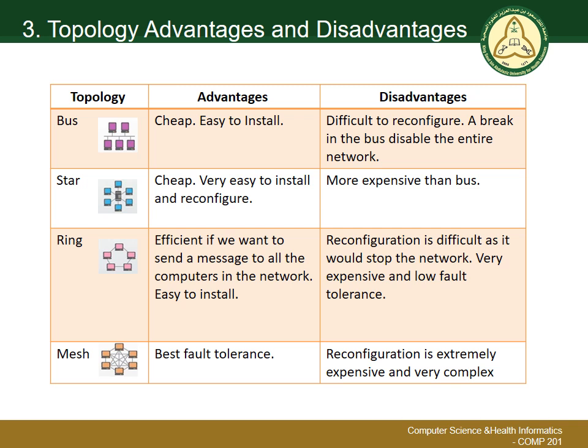A ring topology is hard to reconfigure, because each time we add a new device, we have to reconfigure the network. To reconfigure it, we have to stop the whole network before we do the reconfiguration. It is very expensive and has low fault tolerance. In mesh topology, reconfiguration is extremely expensive and very complex.